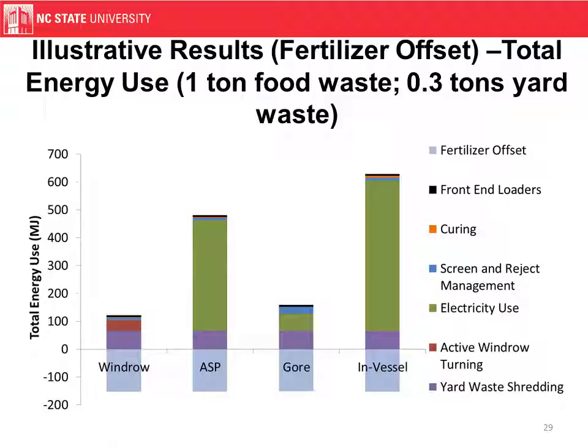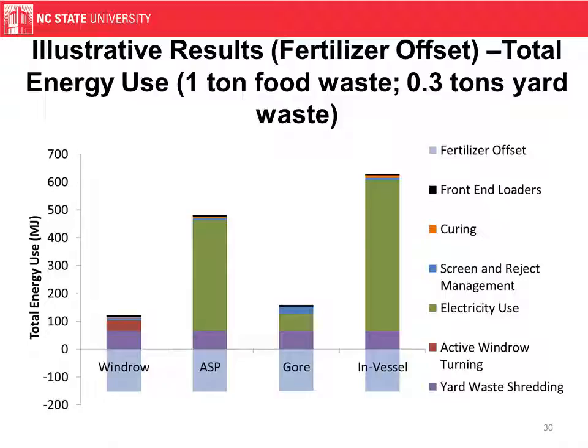Okay, and this, we're looking at a different metric. We're looking at total energy use, meaning total fossil energy use. And what we're looking at is, once again, the zero axis. Emissions are on top, and electricity use is a really big one for the aerated static pile and the in-vessel system. And the primary offset that we have in this case is the fertilizer offset, so the fossil energy that goes into producing NPK, mineral fertilizers.